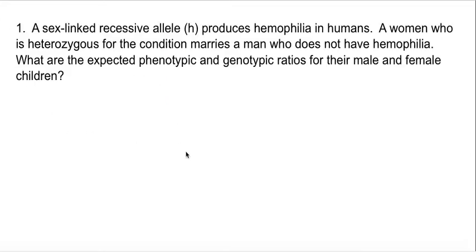So let's take a look at an example. And we will always tell you if it's sex-linked or incomplete or multiple alleles. It'll always tell you that in the problem or maybe in the heading. But a sex-linked recessive little h produces hemophilia in humans. A woman who is heterozygous for the condition marries a man who does not have hemophilia. What are the expected phenotypic and genotypic ratios for male and female children?